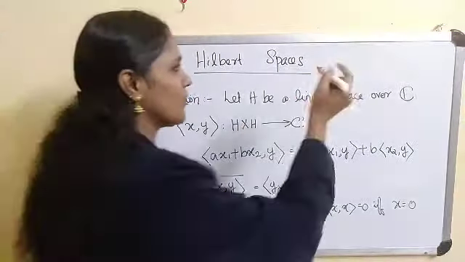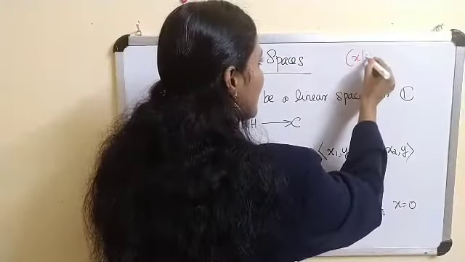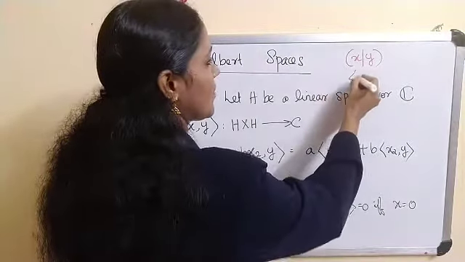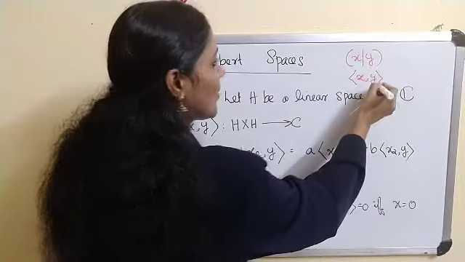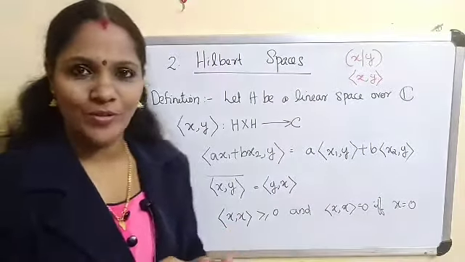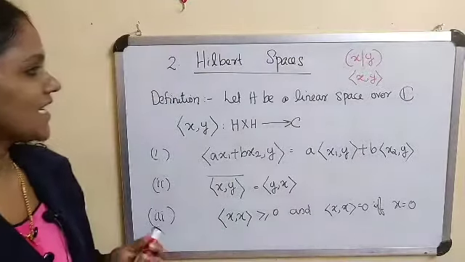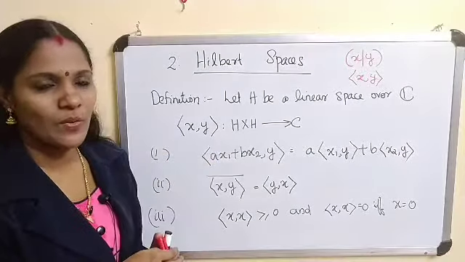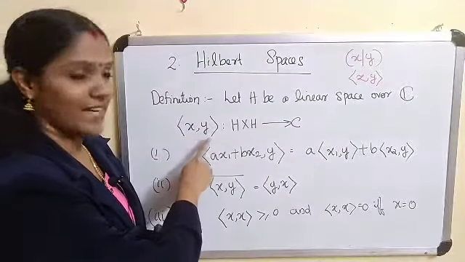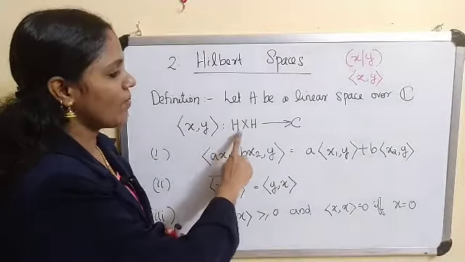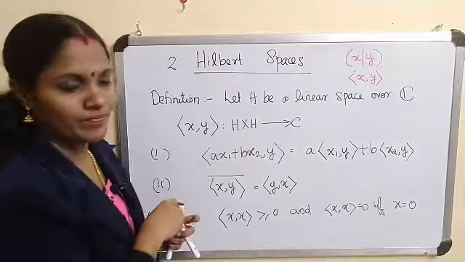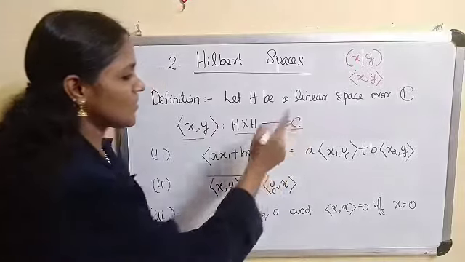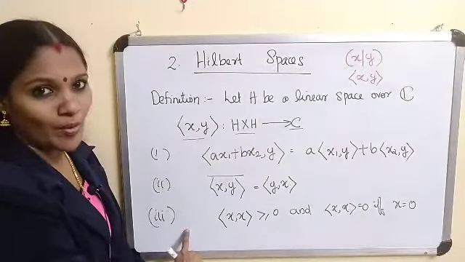Earlier we used the notation inner product x and y. Here we are using the notation inner product x comma y. That is the only difference. Now we are moving to the definition. Let H be a linear space over C. Over C means complex valued. And inner product x, y is a function from H cross H to C satisfying these three properties.